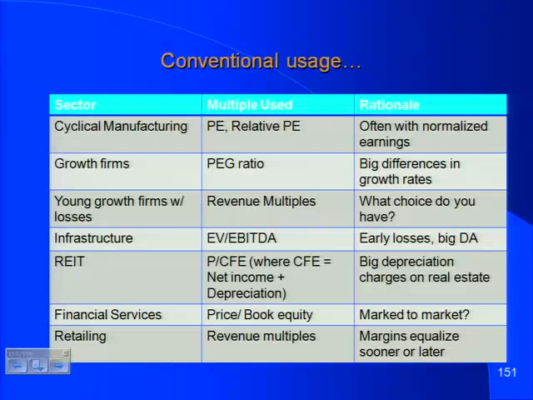Growth firms, big focus on PEG ratios because at least there's this belief, misplaced though it might be, that by taking the growth into the multiple, you've taken care of differences in growth. Young growth firms with losses, a lot of revenue multiples for the obvious reason. That's the only number that's positive and you can use it. Infrastructure companies, cable, cellular, telecom, a lot of EV to EBITDA simply because depreciation is such a big charge and you invest so much money up front that EV to EBITDA seems to make sense.